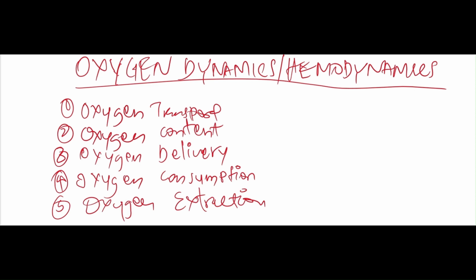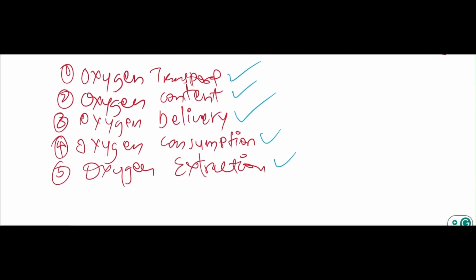So oxygen dynamics, or oxygen consumption, is simply a topic that deals with oxygen utilization or consumption in the body and in various stages. It shows how oxygen is utilized, how it is transported, and how it varies in blood vessels. Actually, it has 5 components, namely oxygen transport, oxygen content, oxygen delivery, oxygen consumption, and oxygen extraction. Let's look at them one by one.